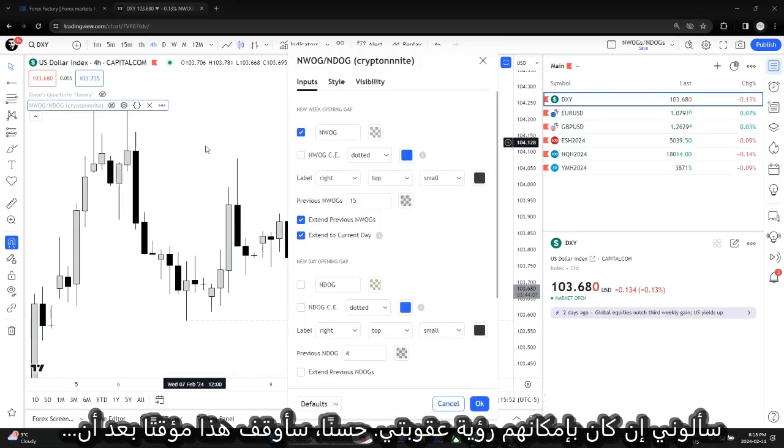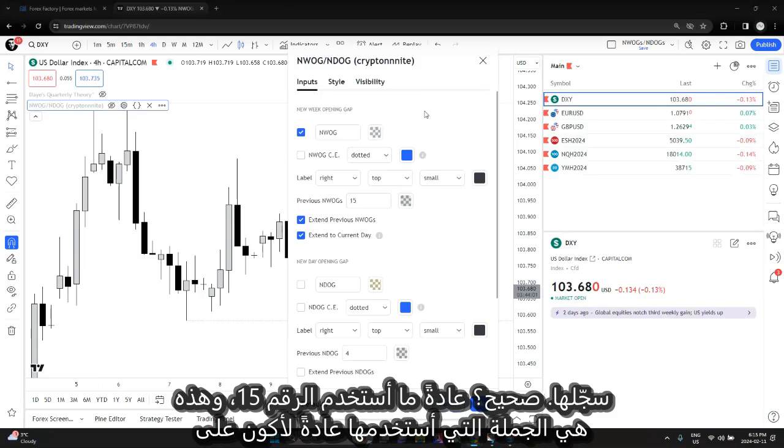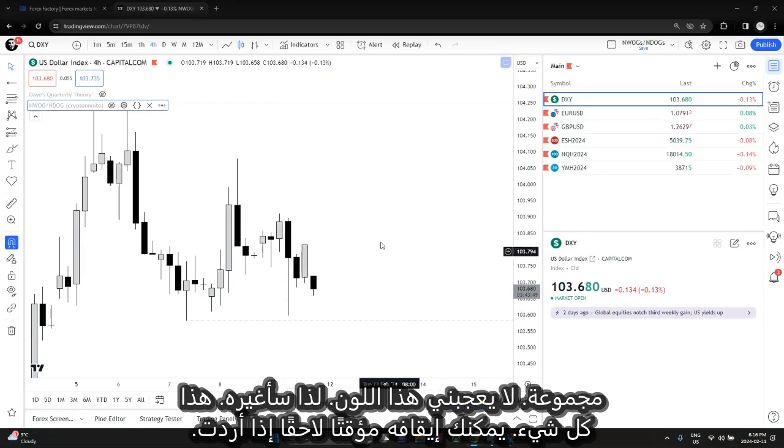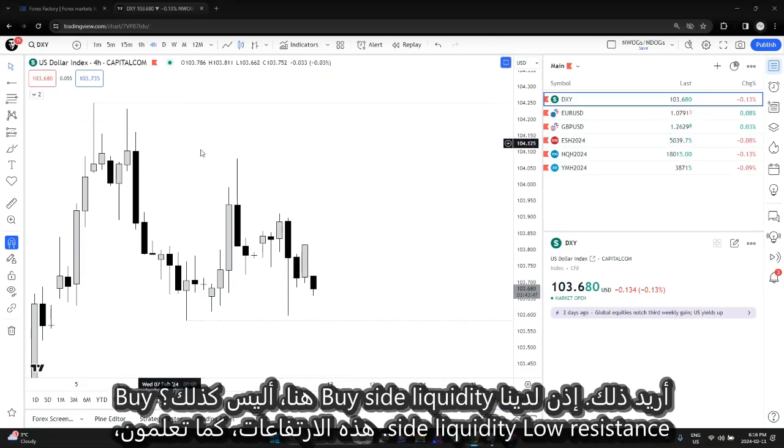And someone asked if they could see my settings for this. So yeah, you can pause this after I record it, right? I usually use 15, and these are the settings that I usually use. To be honest, I don't like that color, so I just changed it. So that's it. You can pause it afterwards if you want to.